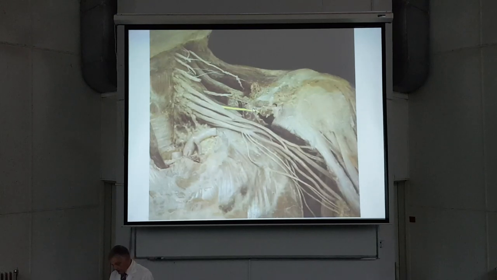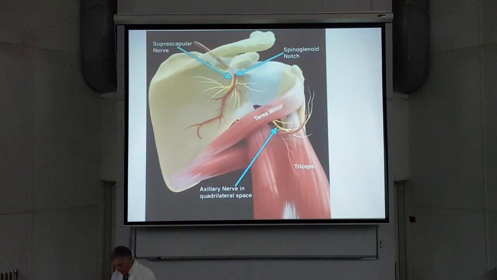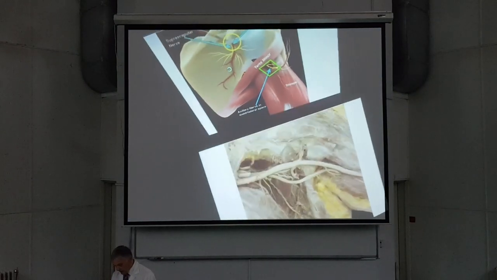Then there is this nerve which is suprascapular, because the scapula is just posterior to this area. It comes out of the upper trunk, and this is the suprascapular nerve. You know, there's a muscle here called what? Infraspinatus, and there's a muscle here called supraspinatus. This is the axillary later on.